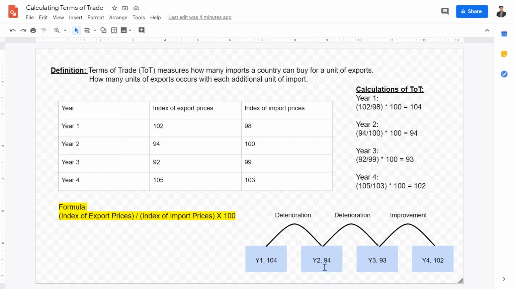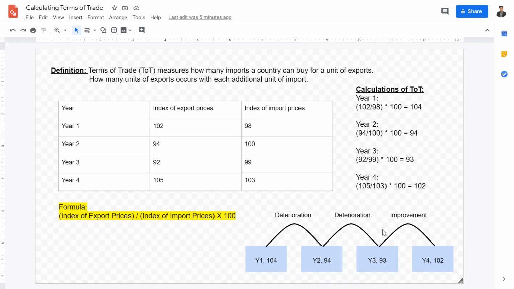So from year 1 to year 2, the TOT value decreases. That's what we call a deterioration. From year 2 to year 3, we also have a decrease in our terms of trade, however small it may be. So that's also a deterioration. However, from year 3 to year 4, we have a drastic improvement. Now, it's important to take note that deteriorations and improvements do not actually mean that it is bad for the economy or that it is good for the economy.